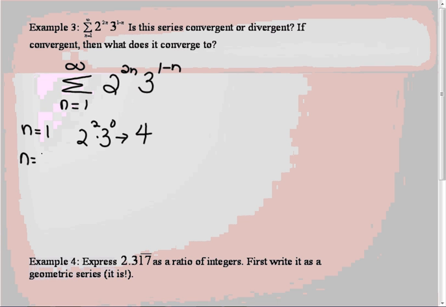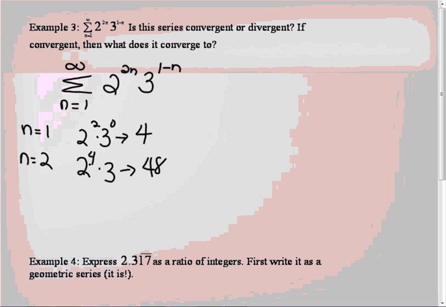When n equals 2, let's write out terms. So then this is going to be 2. The 2n is 4 times 3 to the first power, right? So that's what? 16 times 3 is 48. Oh, did I do it wrong? No, 1 minus n? Oh, you're right.